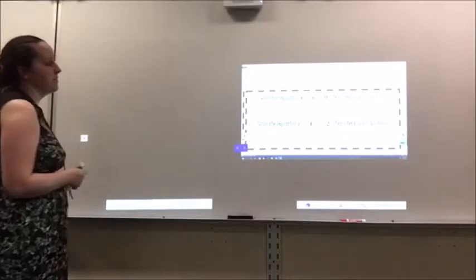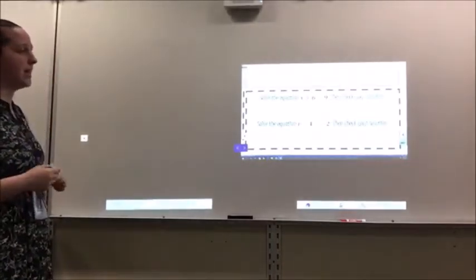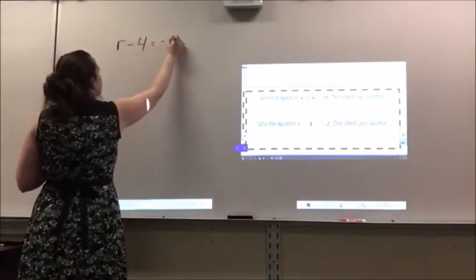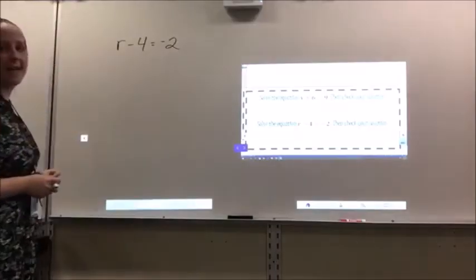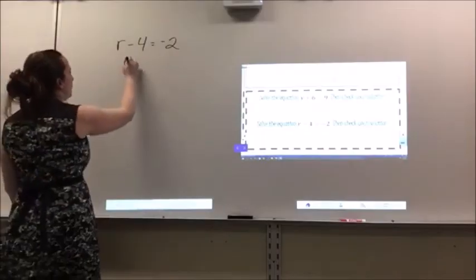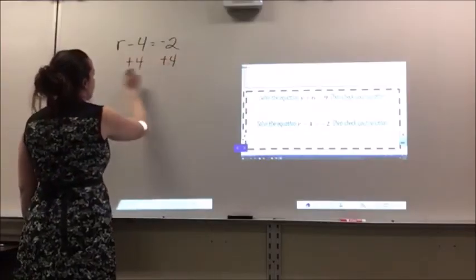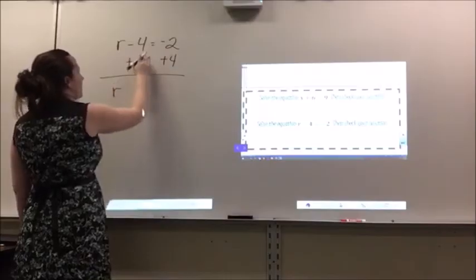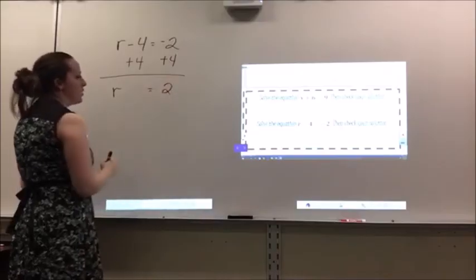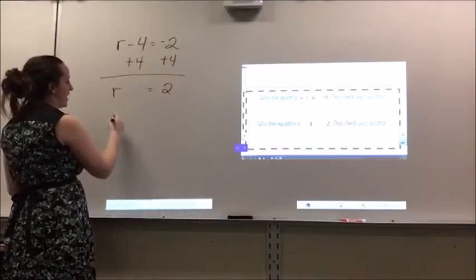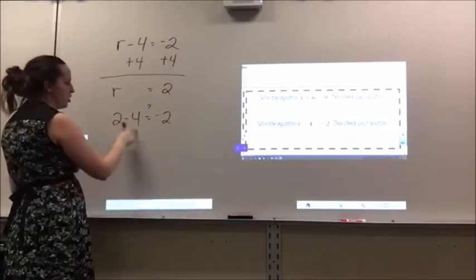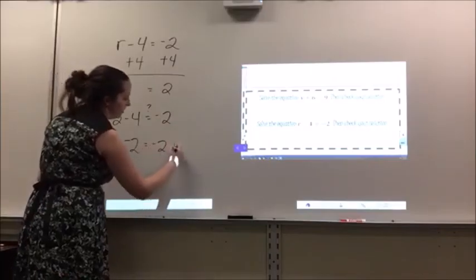All right, my next problem says solve the equation r minus 4 equals negative 2, then check your solution. So I have r minus 4 equals negative 2. So again, I have subtraction, so I need to add in order to get rid of the 4. So add 4 to both sides. Negative 4 plus 4 is 0. Negative 2 plus 4 is positive 2, so r equals 2. I substitute 2 back in for r, so 2 minus 4. I'm going to check to see if that equals negative 2. 2 minus 4 does give me negative 2, so this is correct.